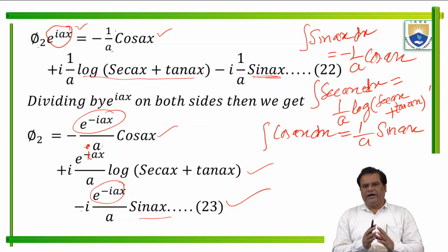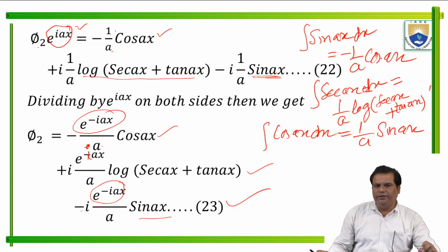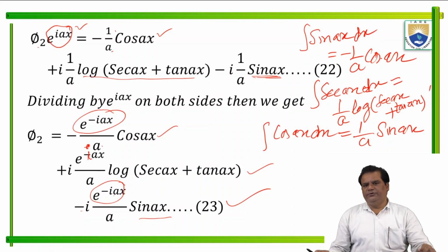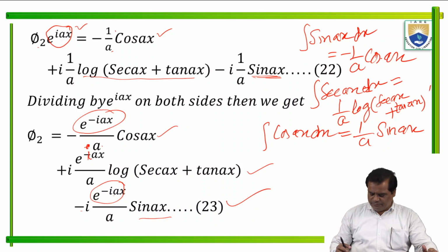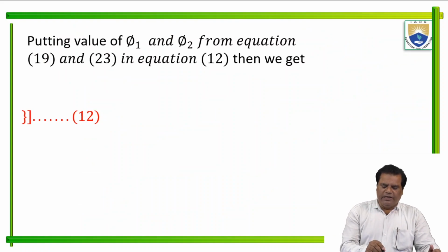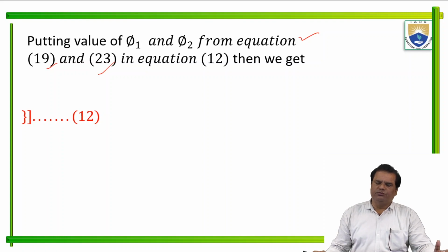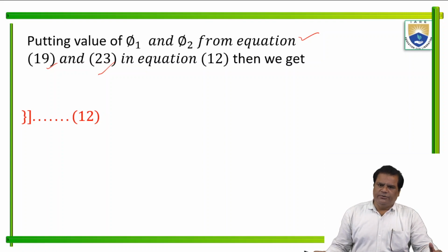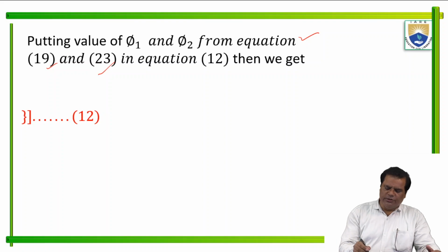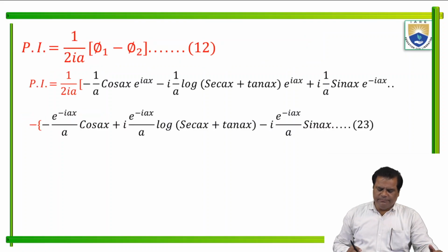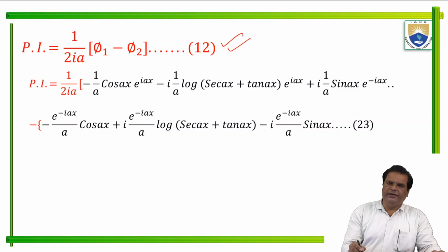So here we get, after solving equations 13 and 14, the values of phi 1 and phi 2. So now these values of phi 1 and phi 2 are put in equation 12. Then we get the complete pi. So now putting the values of phi 1 and phi 2 from equations 19 and 23. 19 is the complete solution of phi 1 and 23 is the complete solution of phi 2. Putting in equation 12. So what is equation 12? Equation 12 is this given here.